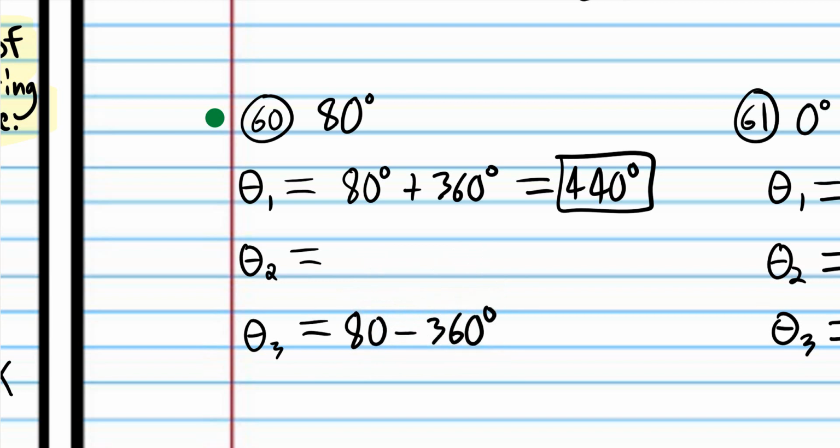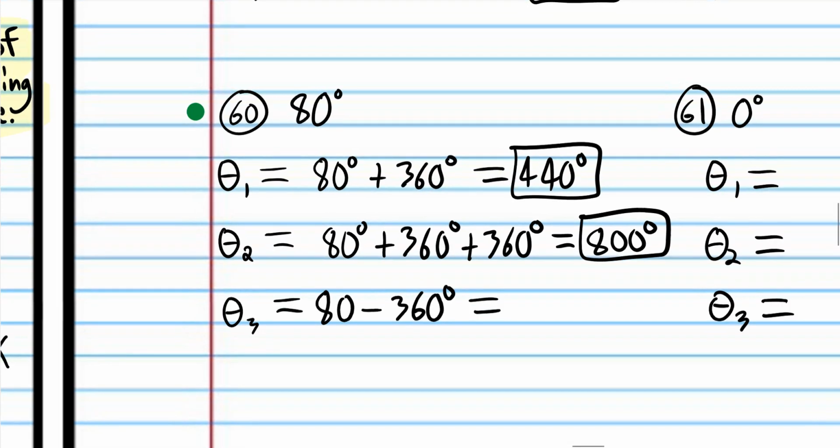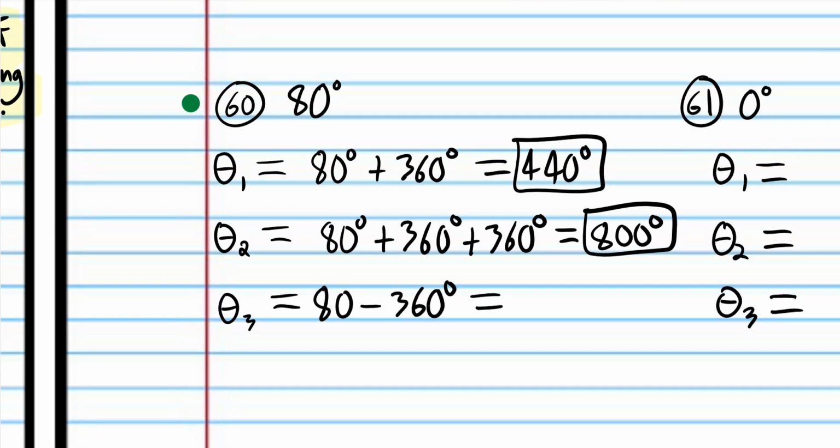I guess I'll do it the same way I did it before. We can add 360 twice, and we get 800 degrees. Then we can subtract 360, and we get negative 280.